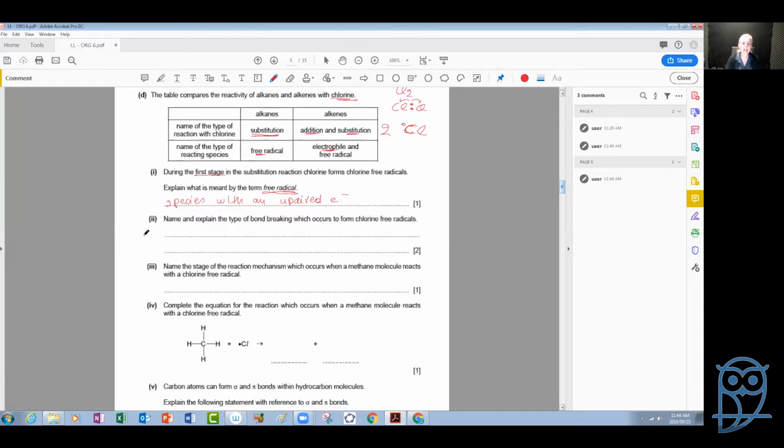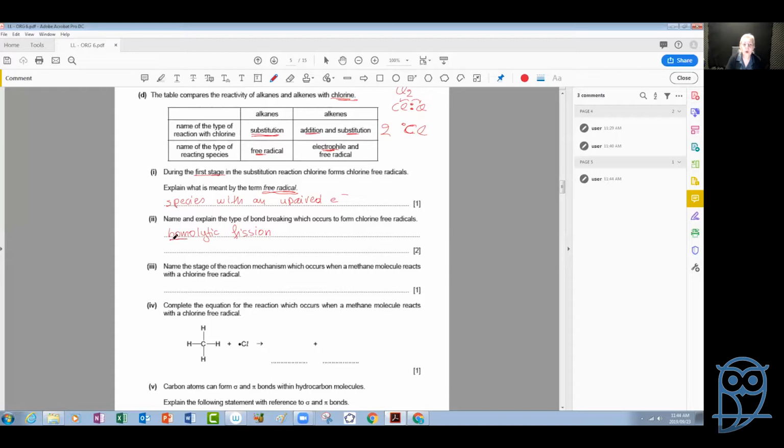Then the next question says: name and explain the type of bond breaking which occurs to form chlorine free radicals. In other words, what is this breaking of the bond? We call it homolytic fission. They want to see the word homolytic. Homolytic fission. Fission means the breaking of the bond.